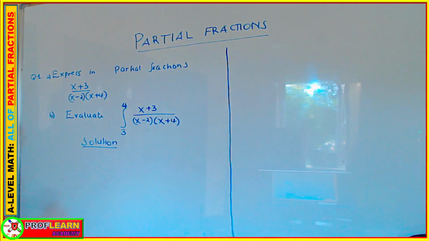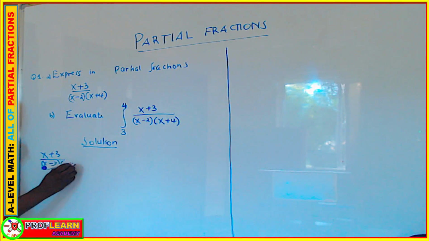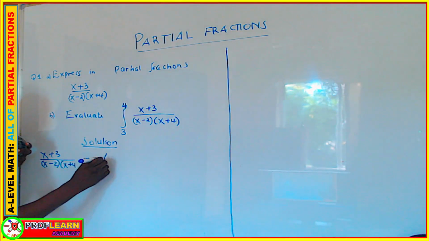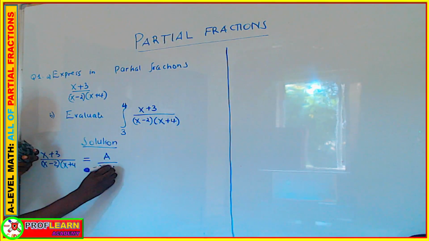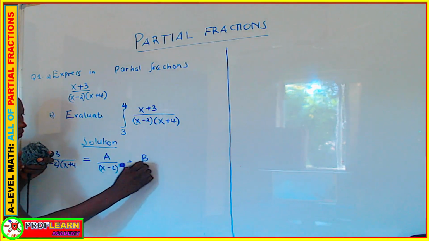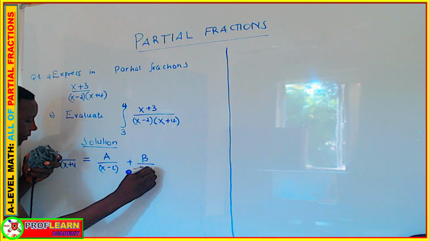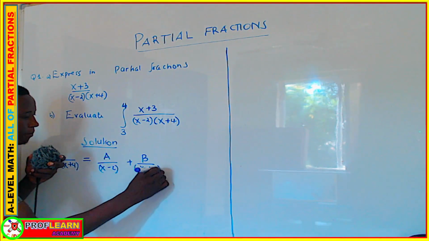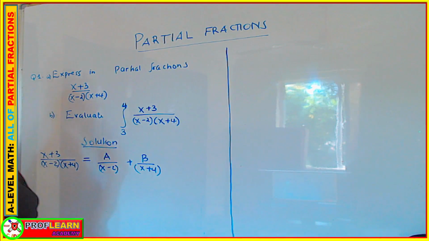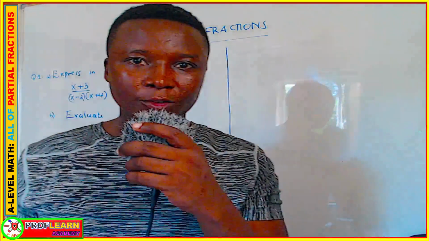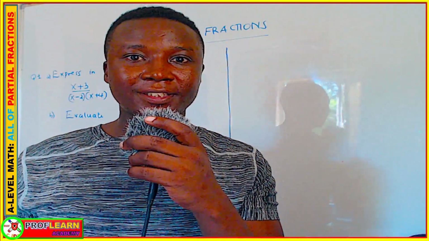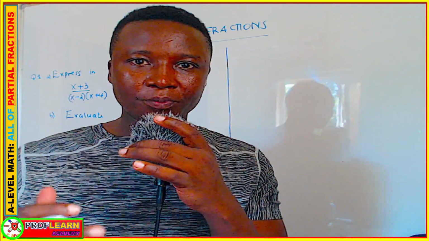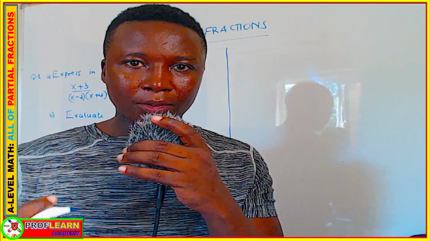Now, if you look at this question, it is x plus 3 over (x minus 2)(x plus 4). This is a proper fraction, so it can be expressed in the form a over (x minus 2) plus b over (x plus 4), whereby a and b are constants to be found. In this kind of scenario, the first thing to do is to ensure that you look at both sides.